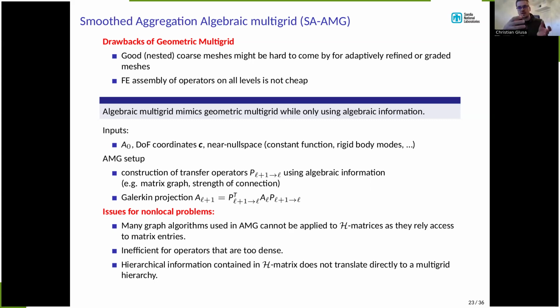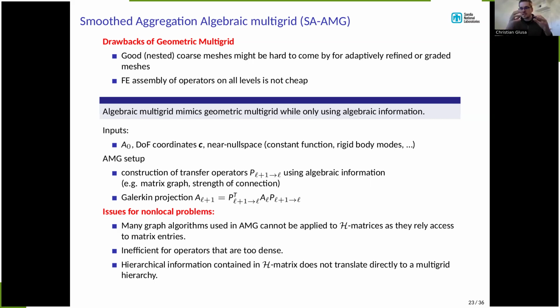What is very common is that you need to pass the physical coordinates of the unknowns. That's not a big deal. That's easy to assemble. And then something like the near null space. In our case, that's just the constant function. If we were to do elastodynamics, this would be like rigid body modes or something like that. And then algebraic multigrid constructs these transfer operators going to a coarser mesh purely using this algebraic information. It will look at the matrix graph or the sparsity pattern of the operator that we're considering.